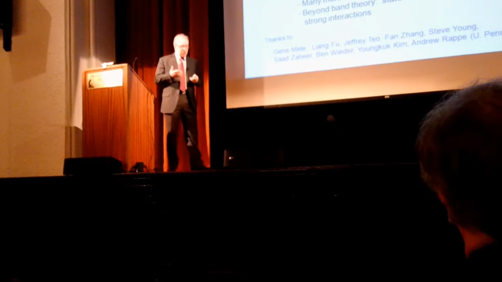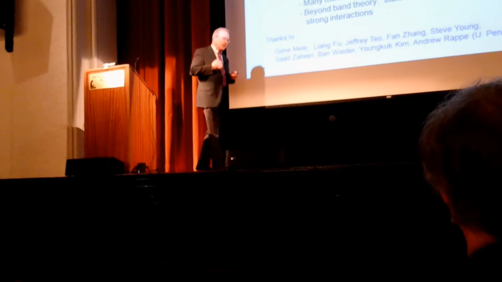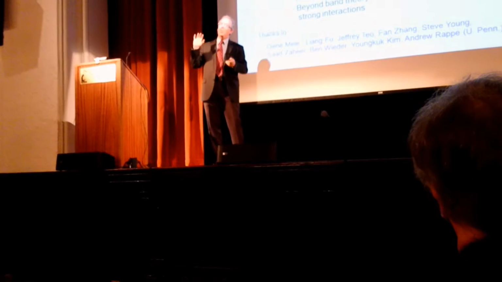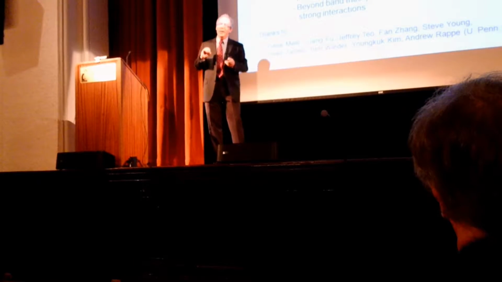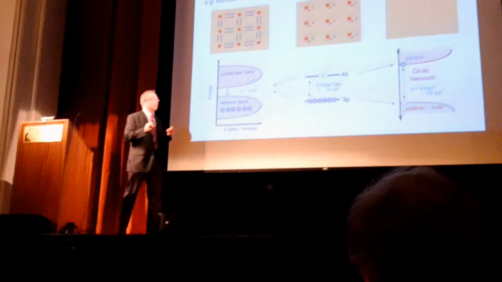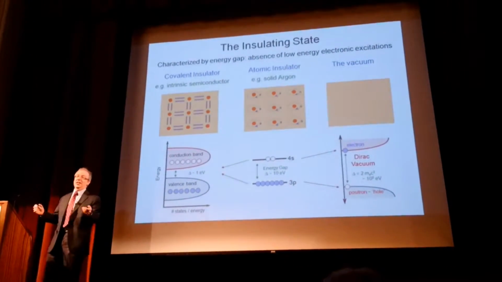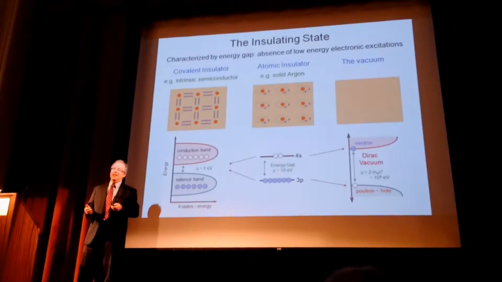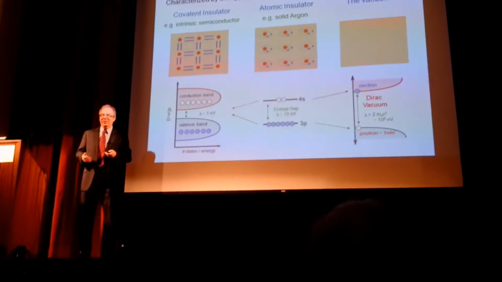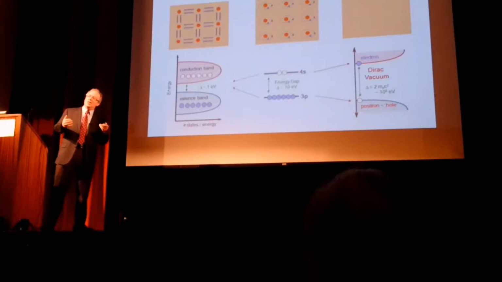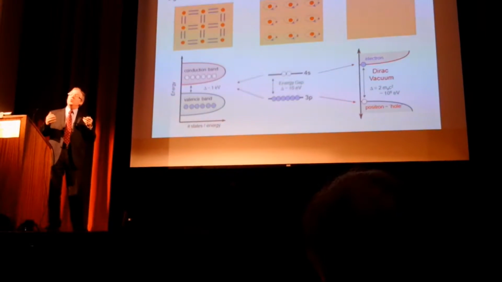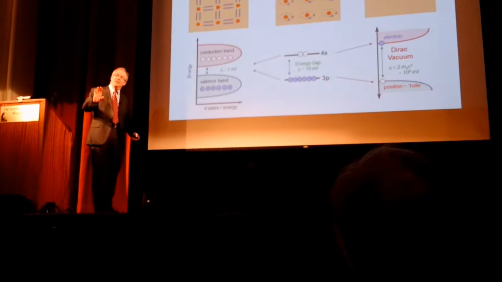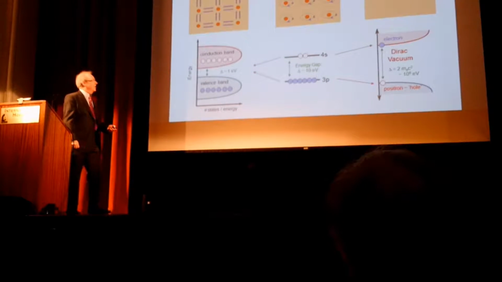So we're talking about electronic phases of matter. What I want to begin with is the most basic electronic state of matter, and that is the insulating state. Now, you might say that the insulating state is the most boring state of matter. It's the state of matter where the electrons basically do nothing. But I'd like to try to convince you that maybe it's a little bit more interesting than that.